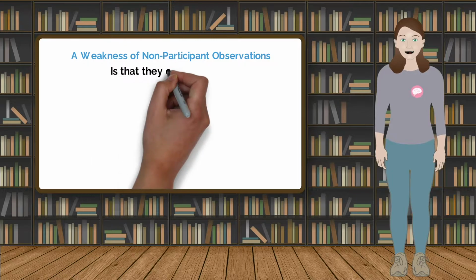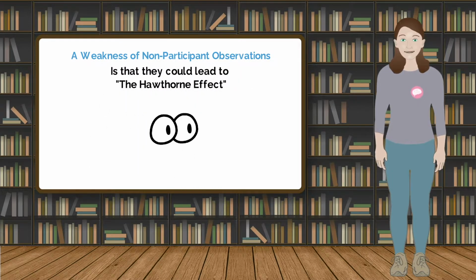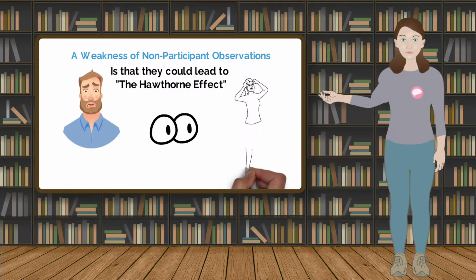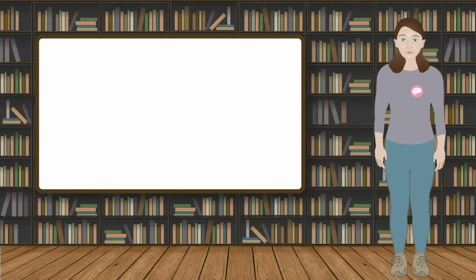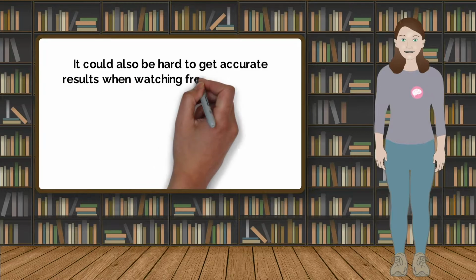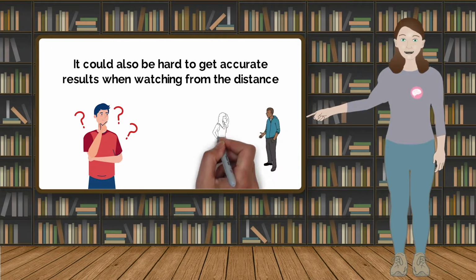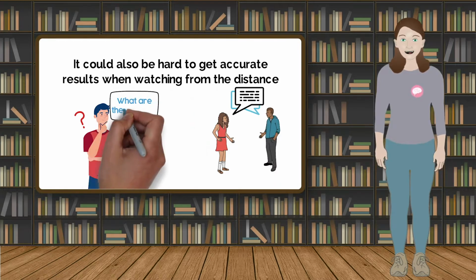However, a weakness of non-participant observations is that it can lead to the Hawthorne effect, where people act differently as they know they are being observed. Another weakness may be that it could be hard to gain accurate results when watching from a distance and not actually taking part in the activity and being up close and personal with the participants.